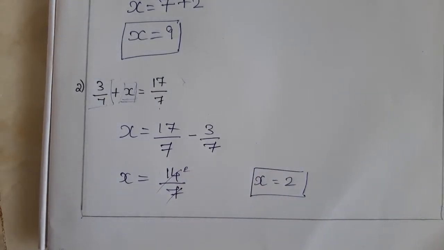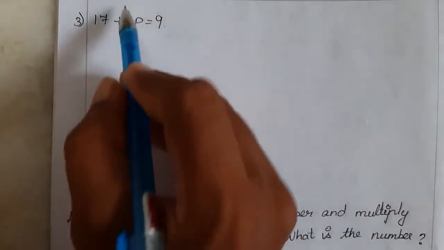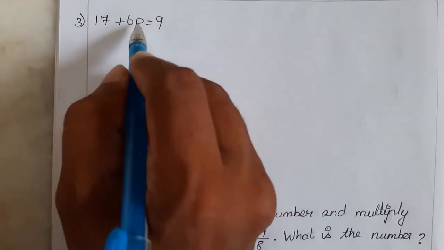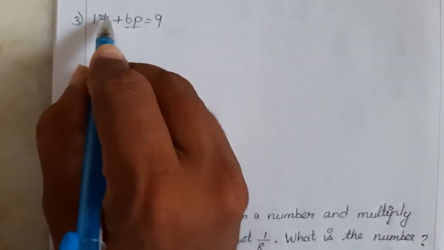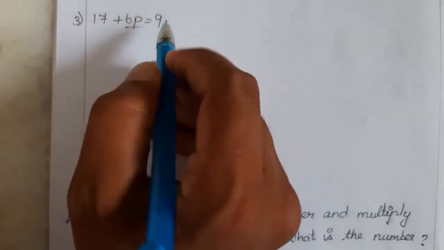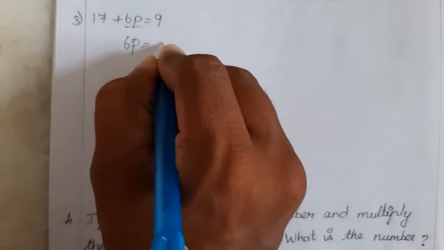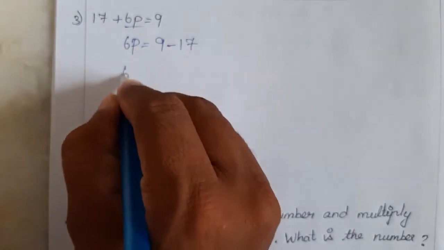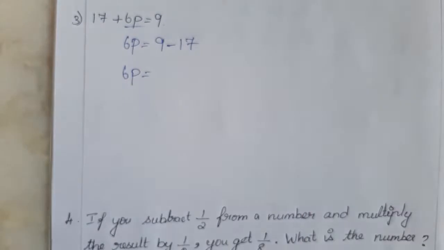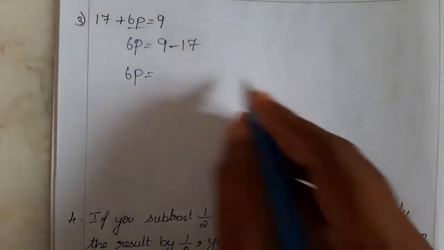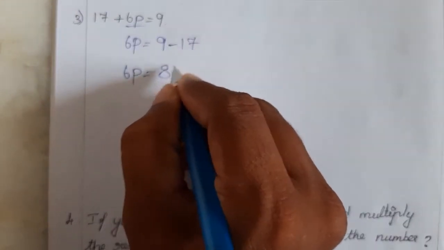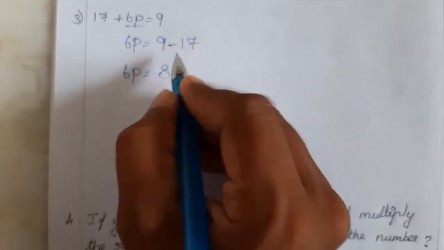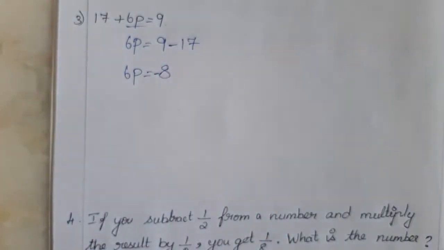Clear? And here is another problem: 17 plus 6p is equal to 9. So p is the variable we have to find. Let this term stay here and transform the 17 to the other side. It will become 6p is equal to 9. If you transform it, it will become a subtraction, right? Minus 17. So 6p is equal to 9 minus 17. So it is 8. And the minus sign is on the greater number side, so it is minus 8.